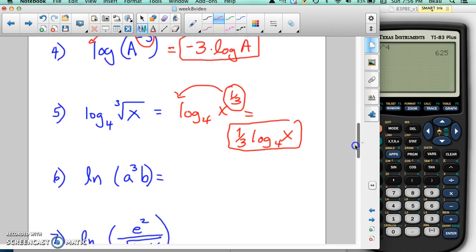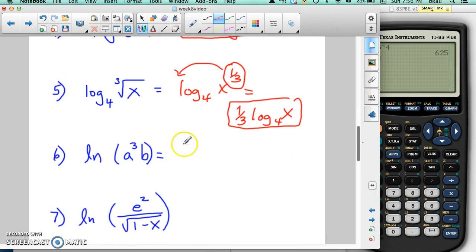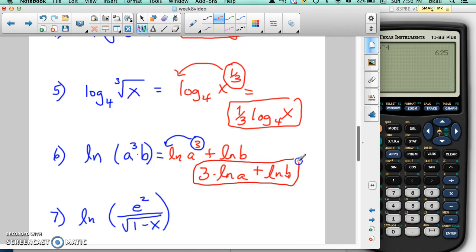And number 6 uses several of the rules. It's going to use an addition rule here. We have a product. So this is ln of a to the 3rd plus ln of b. That's our first simplification. Our second simplification allows us to move this exponent out in front. So we got 3 times ln of a plus ln of b is our simplification of that problem. We've expanded it out to that.